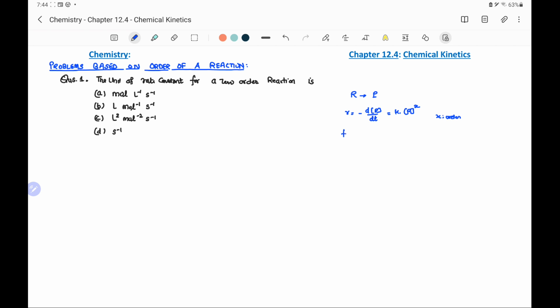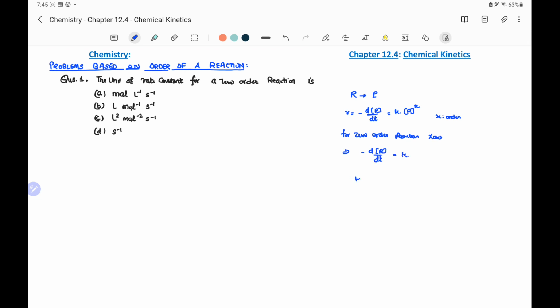For zero order reaction, x will be equal to 0. This implies that rate, minus dR by dt, is equal to K.